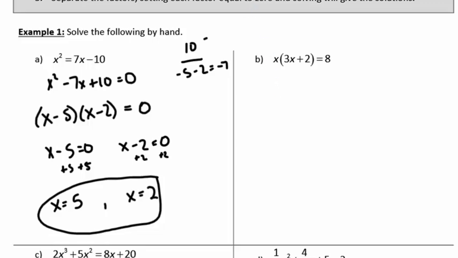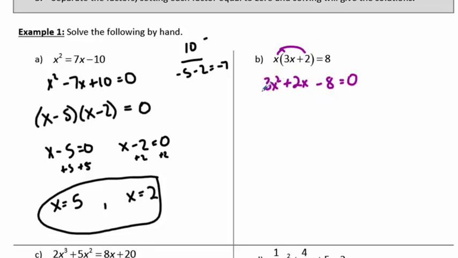Let's try again in part B. I'm going to go ahead and start by distributing. This is going to give me 3x squared plus 2x equals 8, or if I subtract 8 from both sides, I'll have the equation equal to 0. Now I need to factor the entire thing so that I have a product equal to 0.